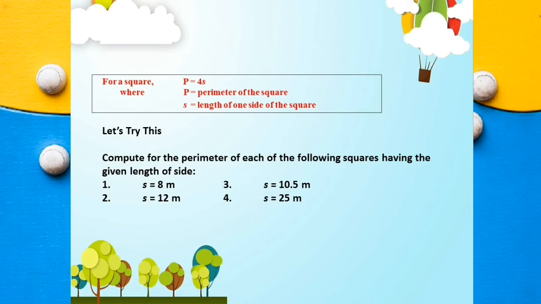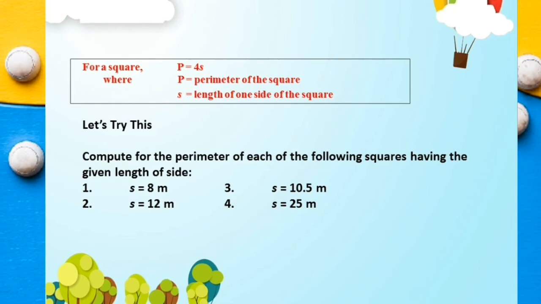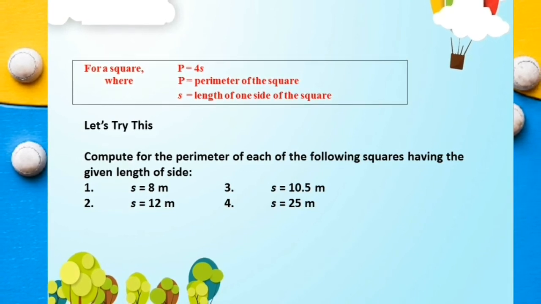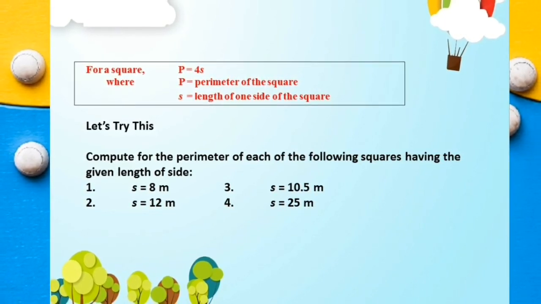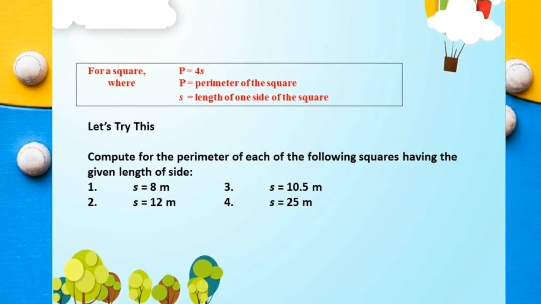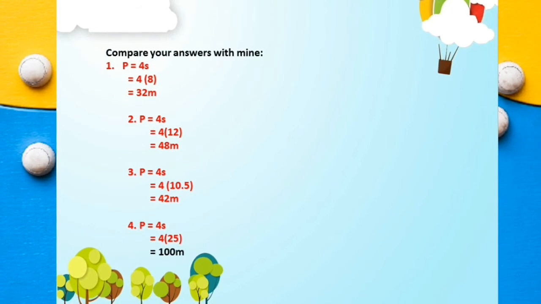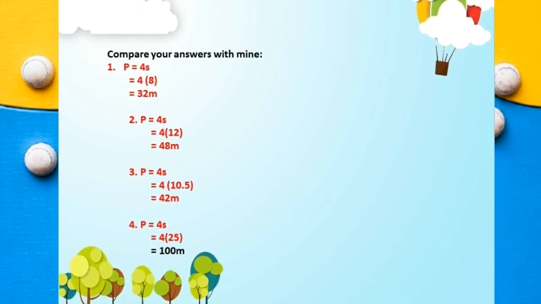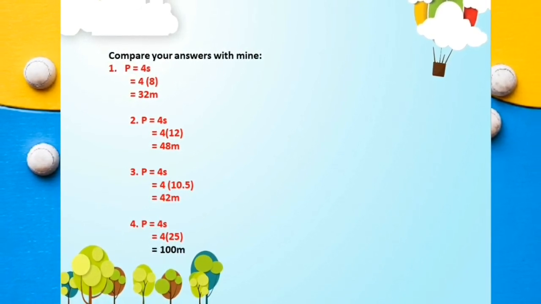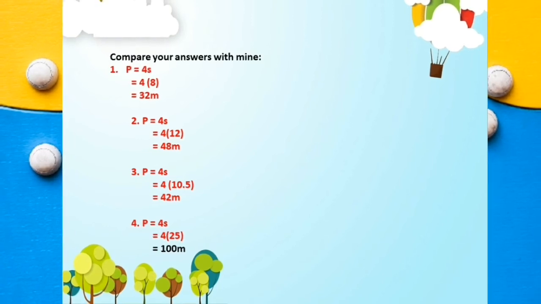Let's try this. Compute for the perimeter of each of the following squares having the given lengths of the side. Example 1, S, the side, is equal to 8 meters. Number 2, S is equal to 12 meters. Number 3, 10.5 meters. Number 4, S is equal to 25 meters. Okay, compare your answer with mine. These are the answers. Just simply substitute the value of S, which is the side of the square.